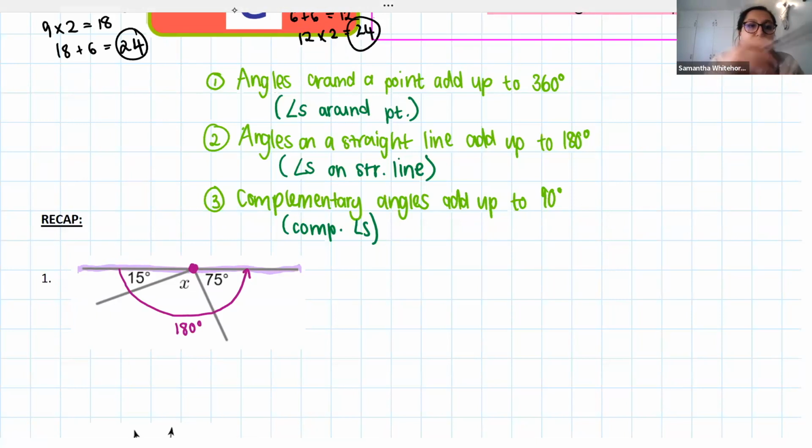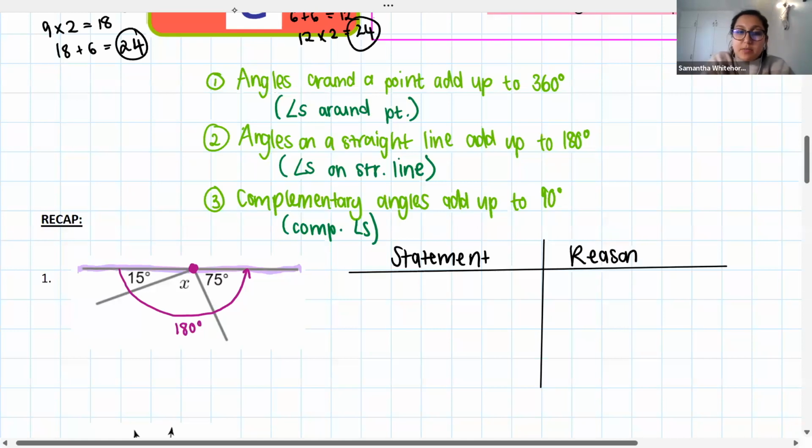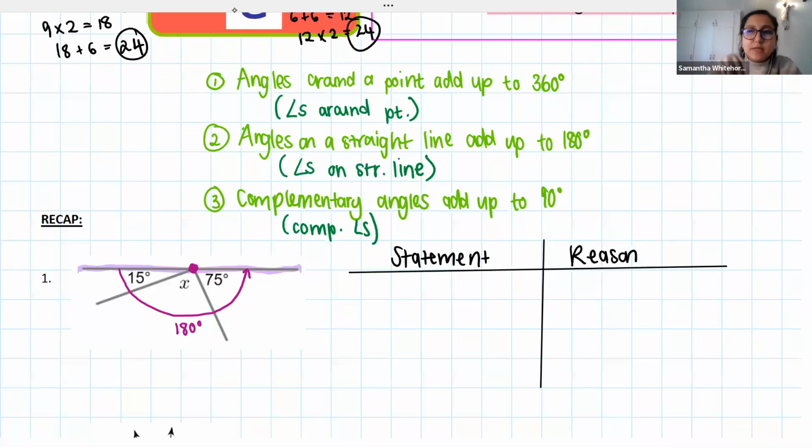Now remember, whenever you are doing your geometric answers, you have to have two parts to your answer. You have to give a statement and you have to give a reason. And I've said this to you before, the easiest way to remember to do both is to split your page in half so that you are reminding yourself that you have to give a statement and a reason. So my statement here is 15 degrees plus X plus 75 degrees must give me 180 degrees. And this is where I give my reason, because of angles on a straight line.